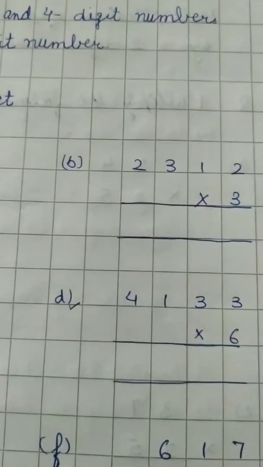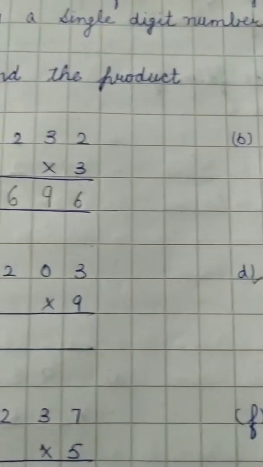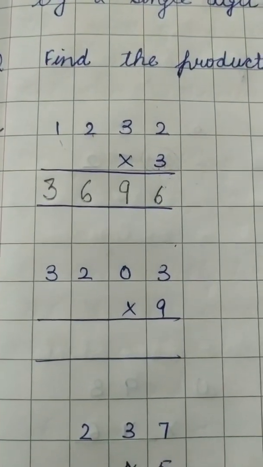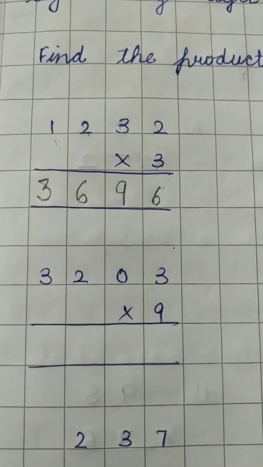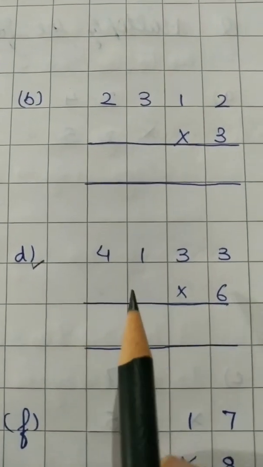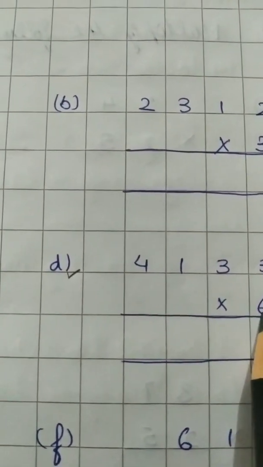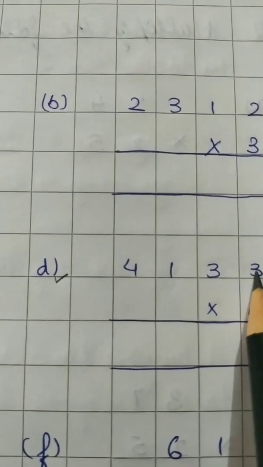Now B part is your homework. 2312 multiplied by 3. C part also, 3203 multiplied by 9. D part I'll do it for you. 4133 multiplied by 6. 6 threes are first.